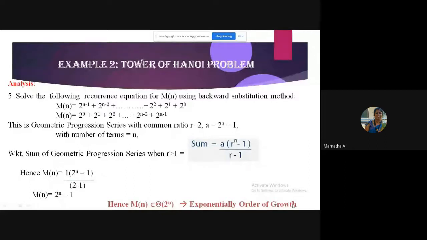If it has exponential order of growth, is its efficiency high or low? Low, ma'am, because I need more time to compute the solution to the problem. So it takes more time. With this, the analysis of Tower of Hanoi is done. Most of the time in the exam, they do ask this. You should be perfect in solving the same.